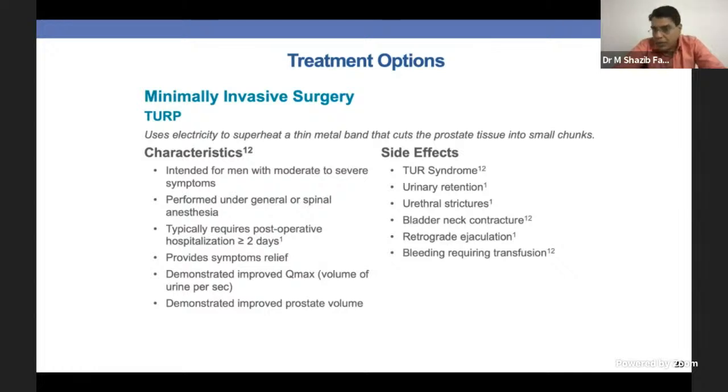Then the patient can have urinary retention. If there is injury to the urethra, strictures are formed, most commonly in TURP at the meatal part. Then the patient can have bladder neck contractures. Then retrograde ejaculation: obviously, when the bladder neck is resected, there is a high chance of retrograde ejaculation. And the patient can have hematuria. If there is massive hematuria, then the patient requires transfusion.